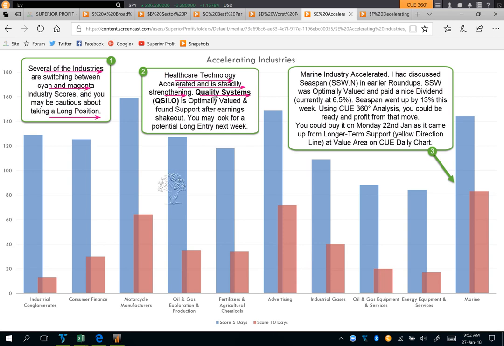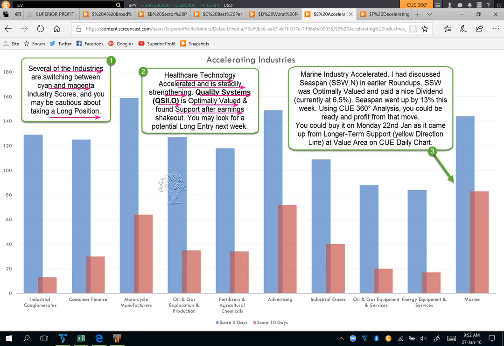I found this very interesting stock, Quality Systems, QSII. It is optimally valued and found support after an earnings shakeout. So earnings came out, the stock tried to go down but recovered very nicely with a long lower tail and very high activity. It is optimally valued, it is supported on the chart, and the industry is accelerating from weakness. So you may keep an eye on this stock for a potential long.